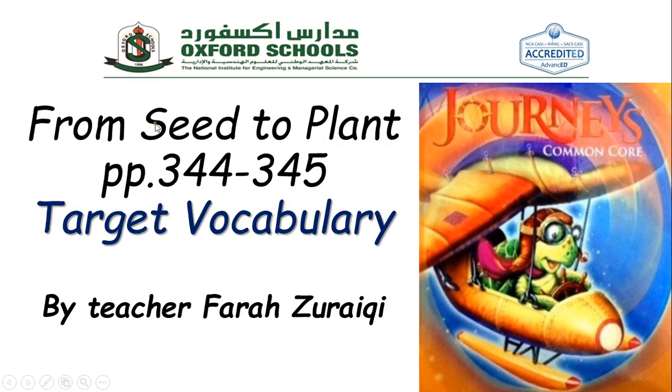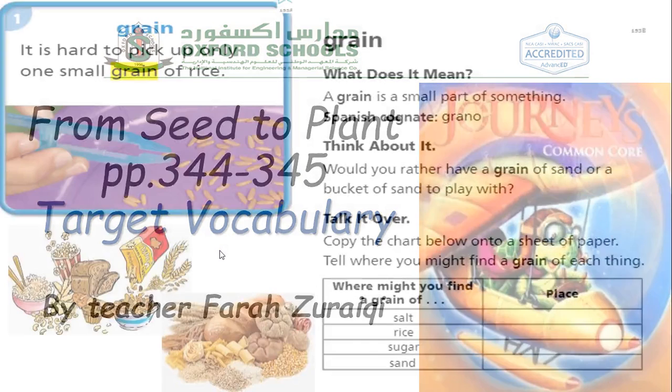Alright, today we will start with a new selection that is titled From Seed to Plant. We will be covering pages 344 and 345 in the Journeys Common Core Students Book. Today's lesson is the target vocabulary of this selection, and we will learn all about the words that will occur in this selection. Alright?